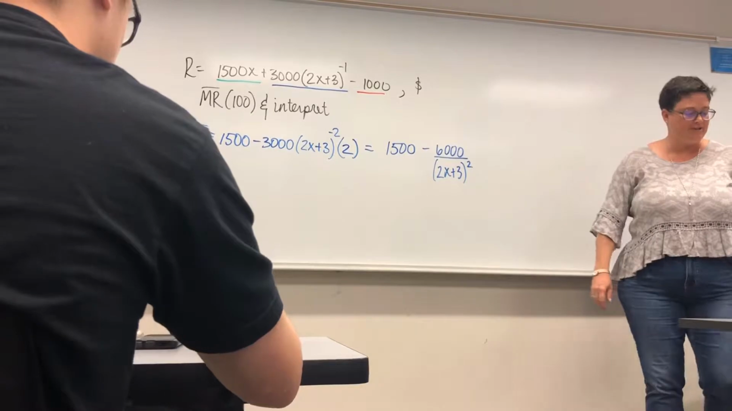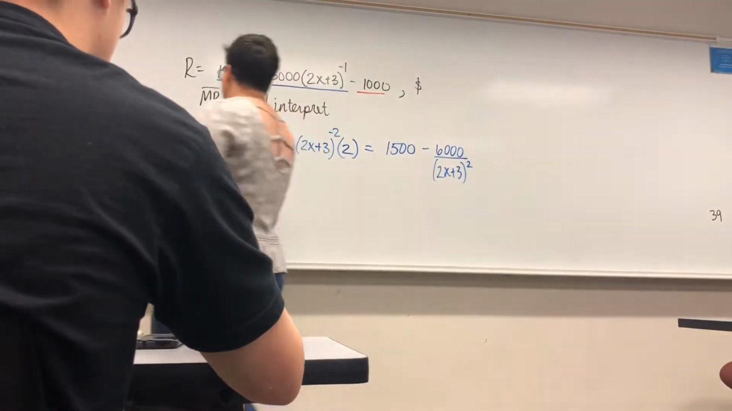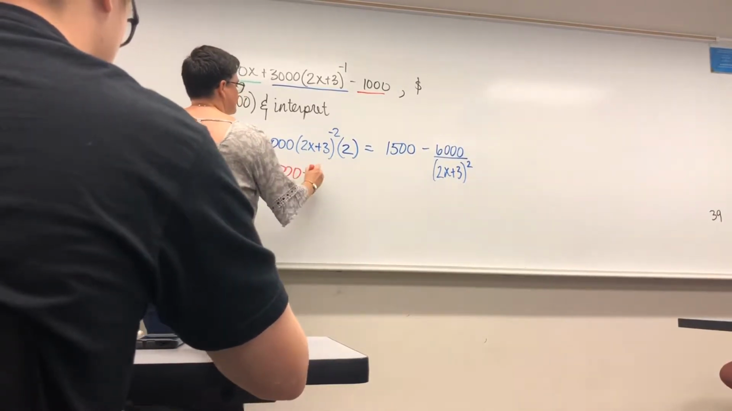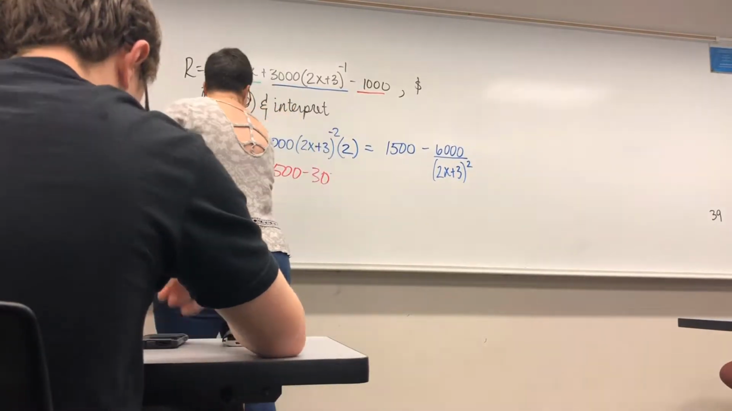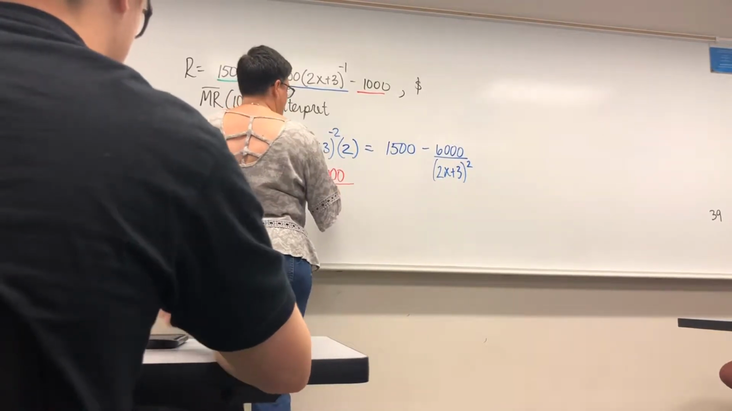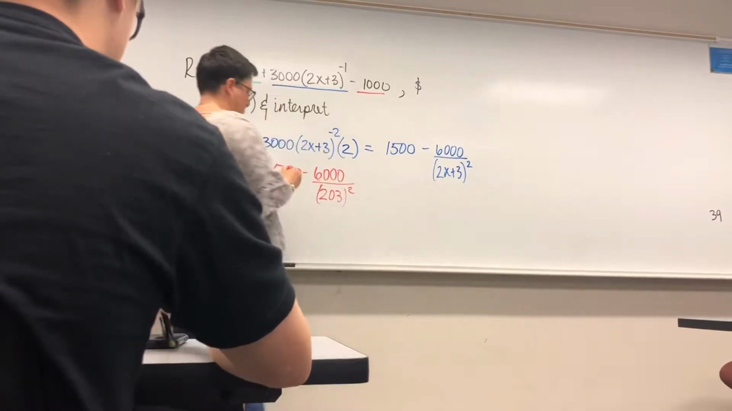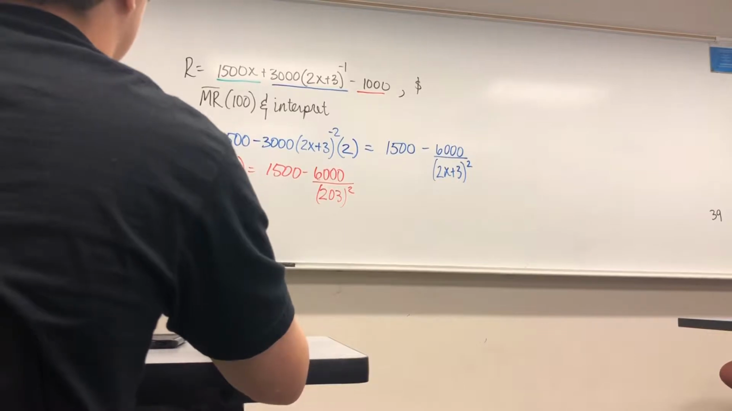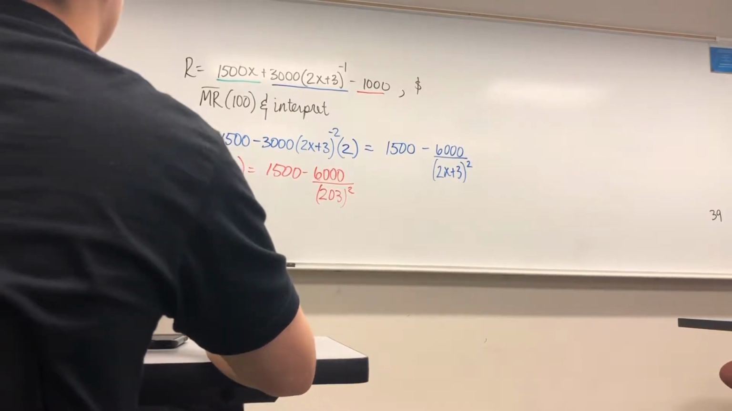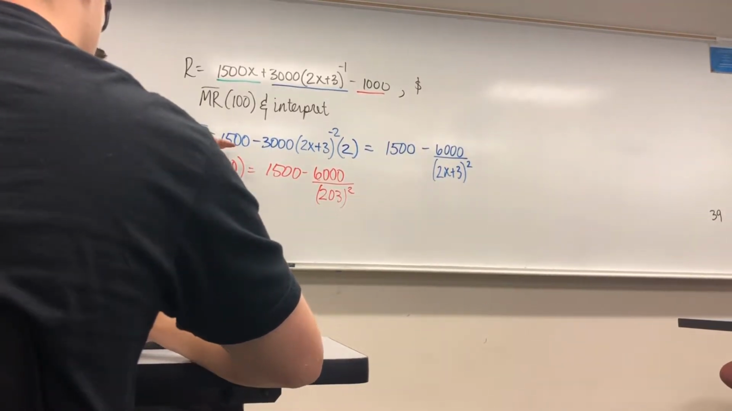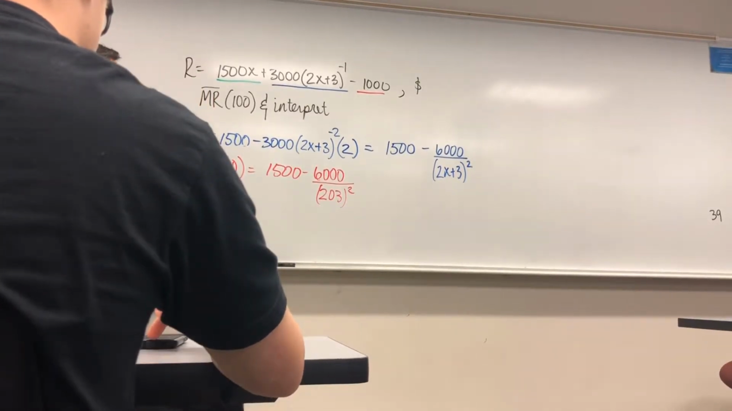Now what do I do? Plug in 100. Don't overthink it, guys. So marginal revenue at 100 is going to be 1,500 minus 3,000, no, 6,000, divided by, let's see, 203 quantity squared. Right? Isn't that a lot prettier than this mess? So sometimes simplifying it is a self-serving thing. Sometimes you do it just because it's easier to work with. But you could totally plug it into this and you get the same answer, which is what, guys?